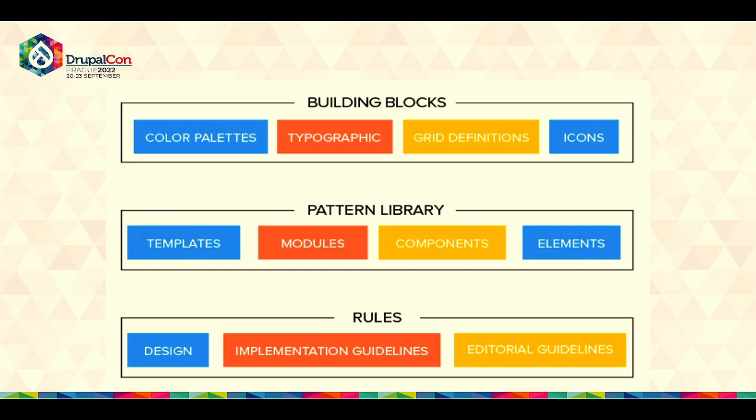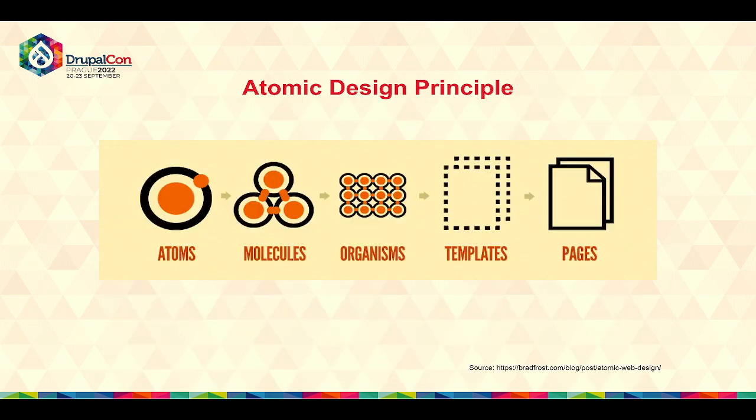Building blocks are where your smaller elements fit in: color palettes, typography, grid definitions, icons. Pattern libraries include templates, modules, components, elements. Rules include design rules, implementation guidelines, and editorial guidelines. So together, this whole system that we're talking about is called a design system. And this whole design system is based on a principle which is called design principle. And this is how it shapes up.